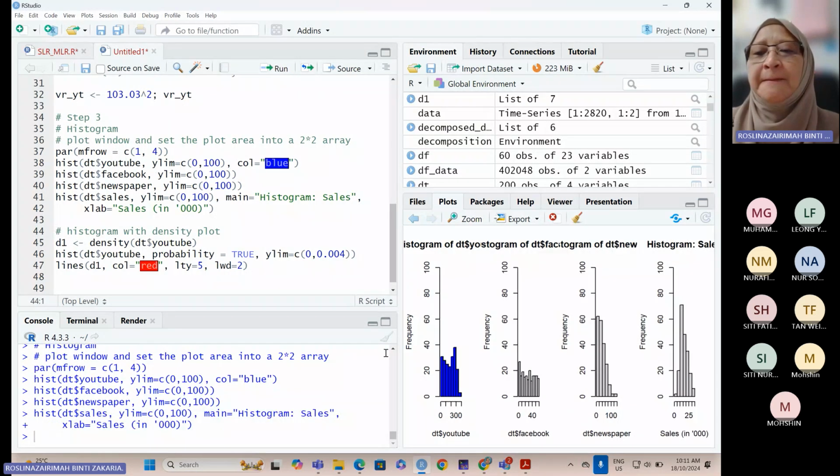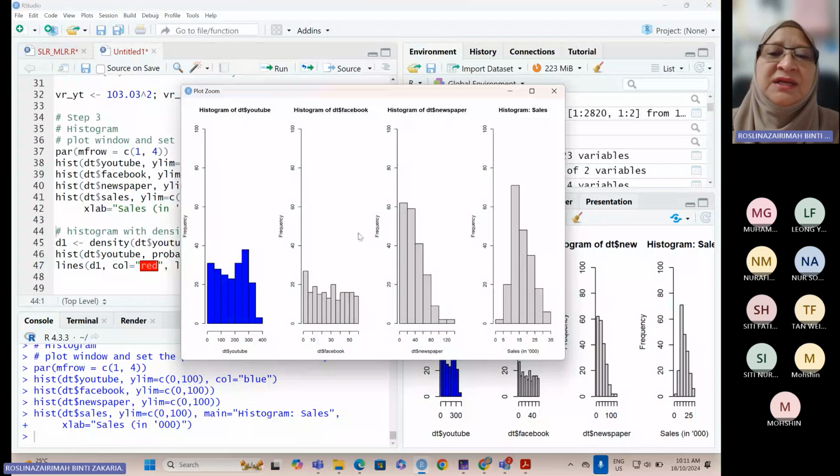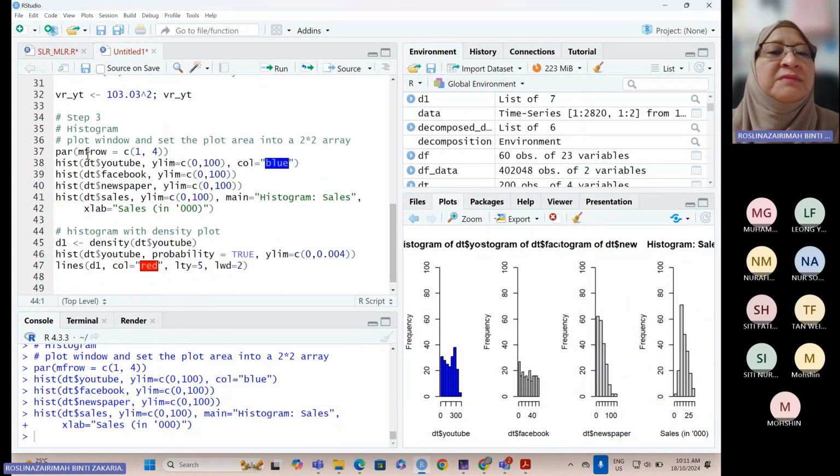Can you see that? Yes, Doktor. Yeah, but of course it's not nice, right? So you can put side by side, or you can put in rows and columns. But it's a good question.